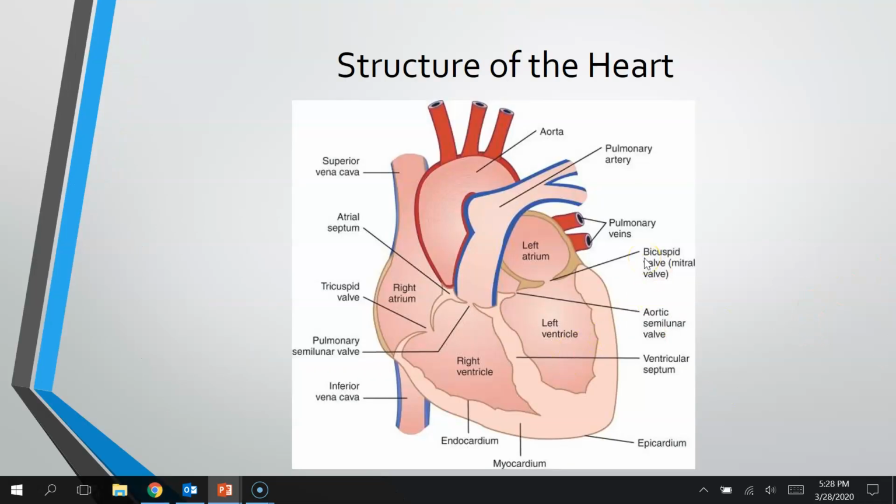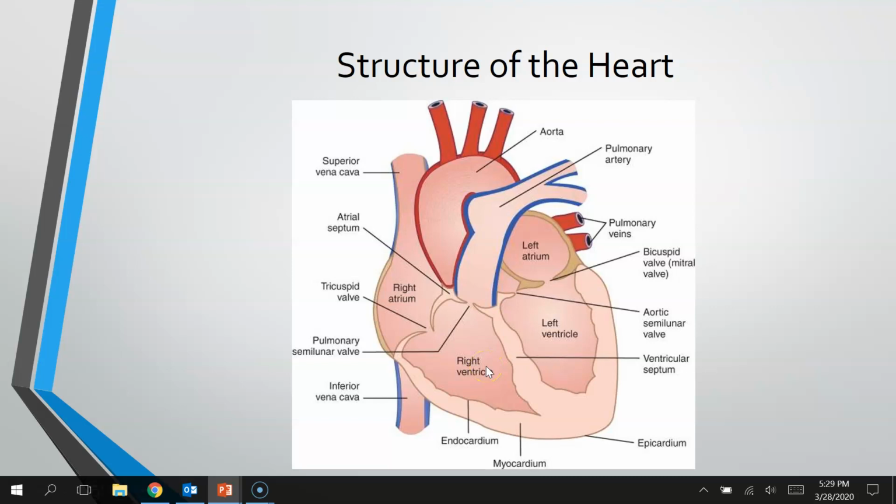So, first thing is that we need to talk about the blood flow through the heart. So it starts at the superior vena cava, bringing the blood from the top of the body into the right atrium. And right here is the inferior vena cava, bringing the blood back to the heart from the lower portion of the body. So it goes from the vena cava into the right atrium. From there, it goes through the tricuspid valve. From the tricuspid valve, it goes into the right ventricle.